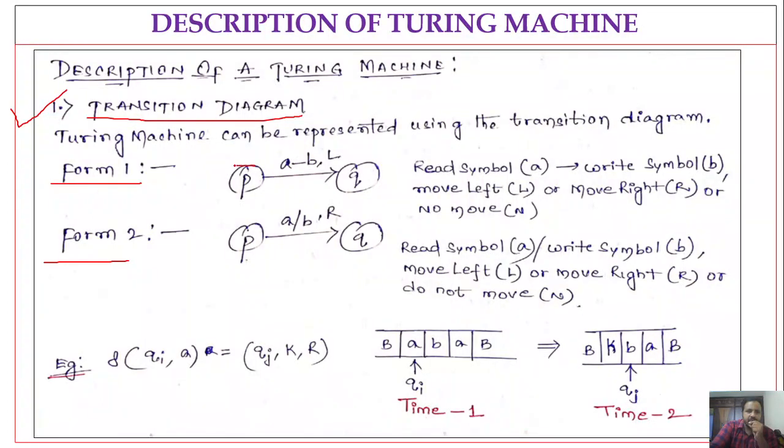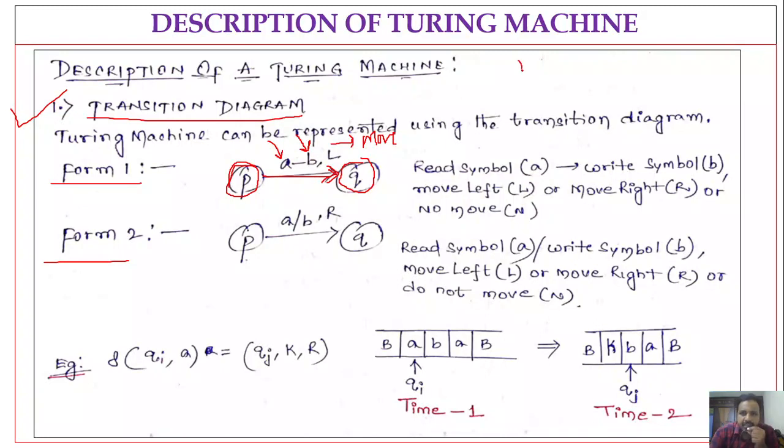So first one, here you could see it is P. So here P and Q are the states, and we have a transition from P to Q. And we have something like A dash B comma L. So what it means: A is an input symbol that is read from the input tape, and B is the symbol that is written onto the input tape, and comma L is nothing but the move. So how the tape head is moving: it is moving left or right or no move.